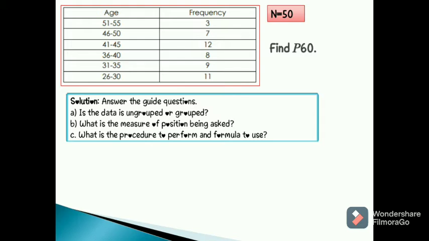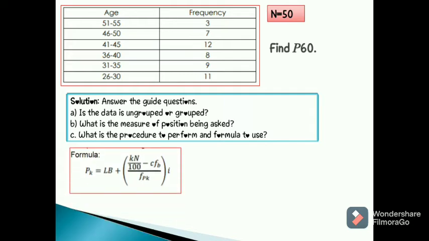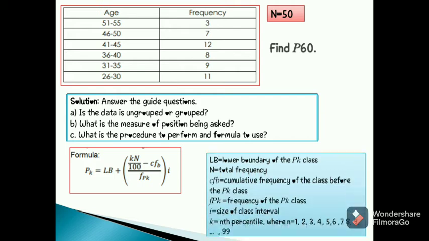Is the data grouped or ungrouped? We already answered that. This is grouped data. What is the measure of position being asked? Find percentile 60. What is the procedure to perform and formula to use? We are going to use the formula for percentile for grouped data. So this is the step-by-step procedure in finding the percentile 60. This is the formula.